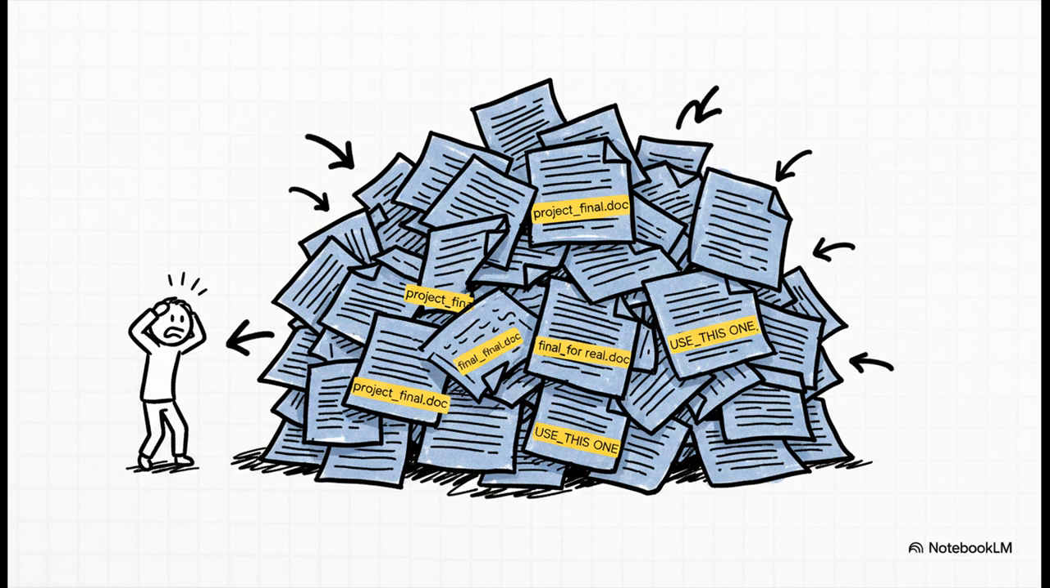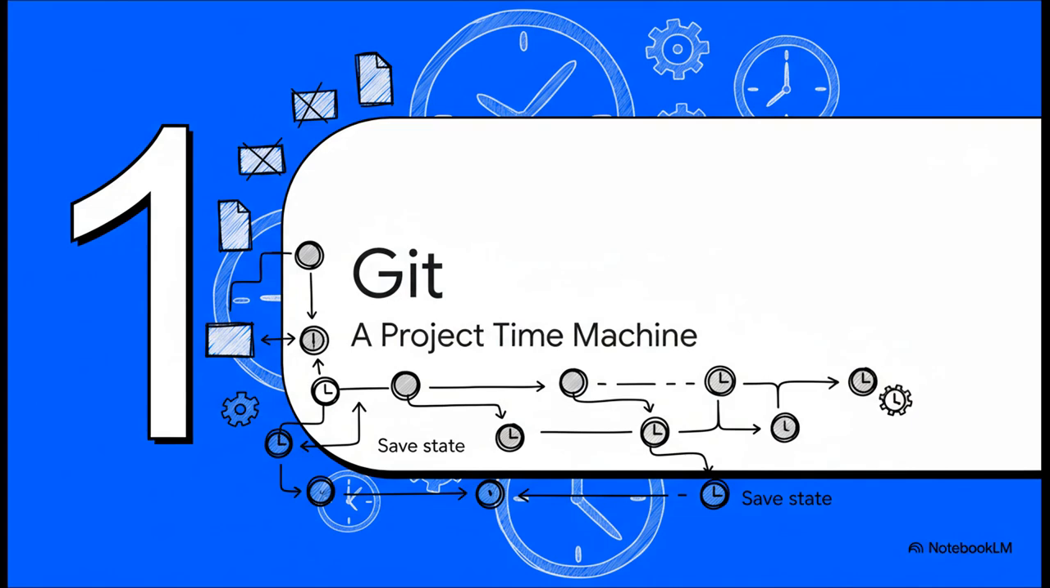This is what I like to call version control by hope and prayer. It's chaotic, it's confusing, and it's an absolutely terrible way to work, especially if you're on a team. There has to be a better way. Well, good news, there is. So you can just forget all those crazy file names.